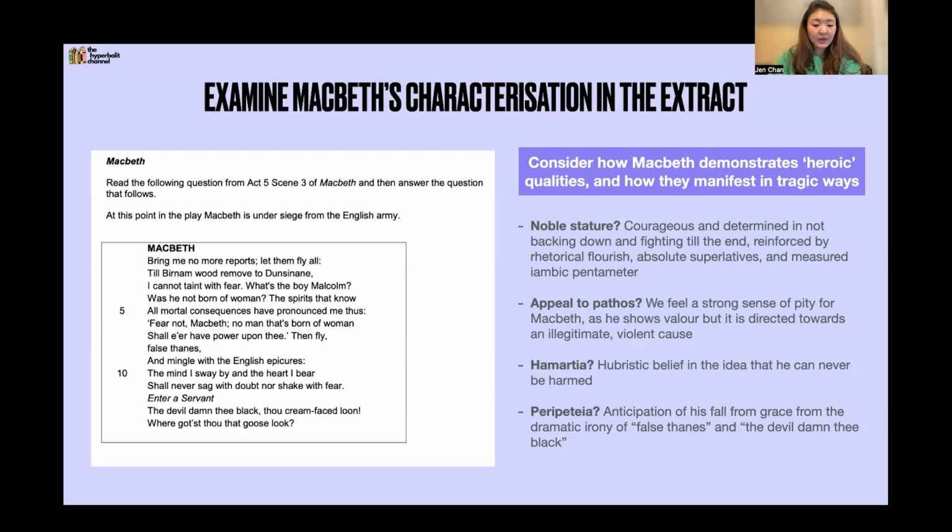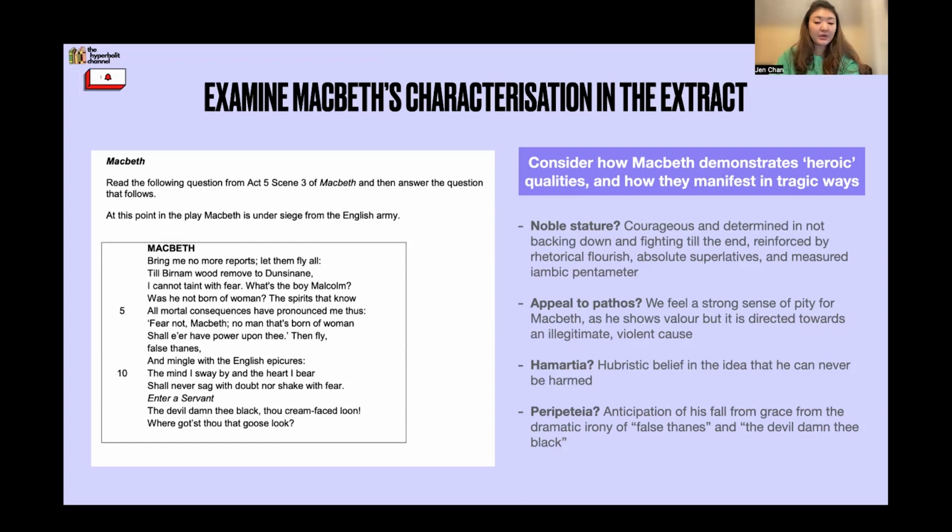And in terms of the hamartia, we also see that reflected here rather strongly in his hubris, in his prideful belief that he can somehow never be harmed because of what the spirits had told him, right? That he will never be harmed by man that's born of woman, and that he'll never be harmed as long as Birnam Wood doesn't come near Dunsinane.